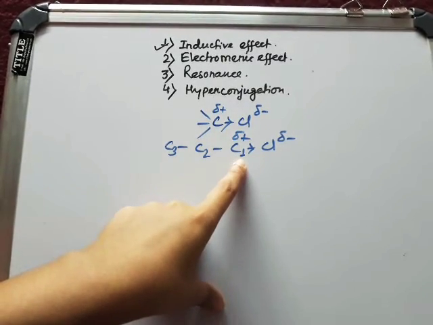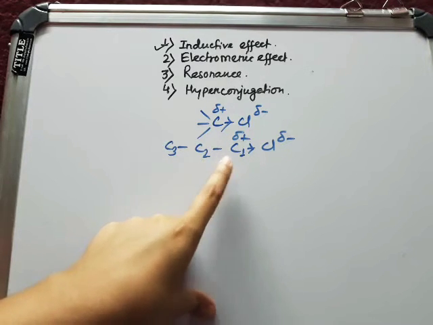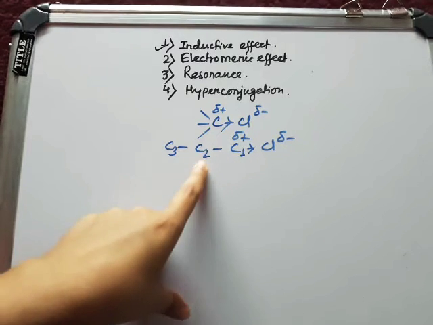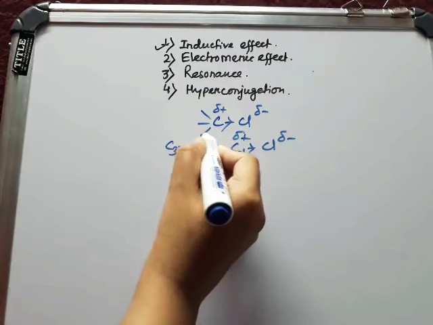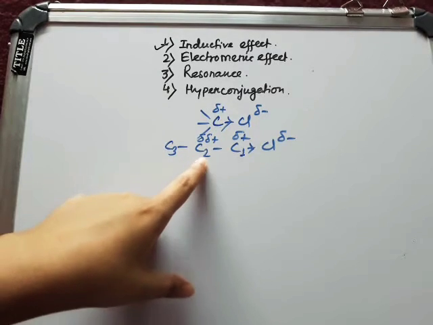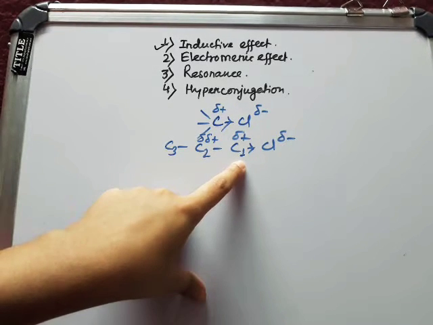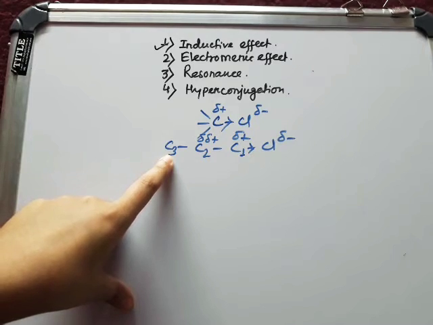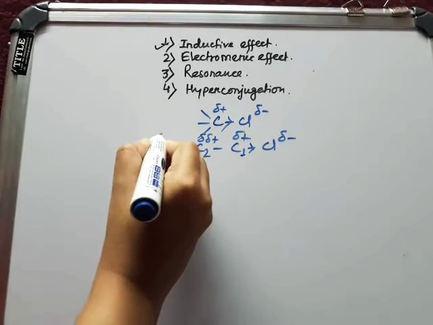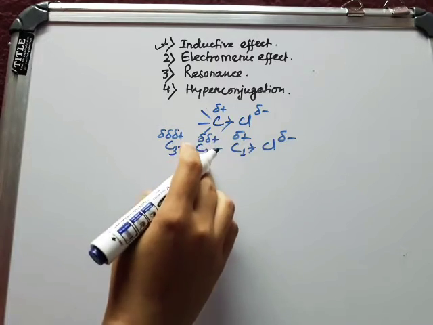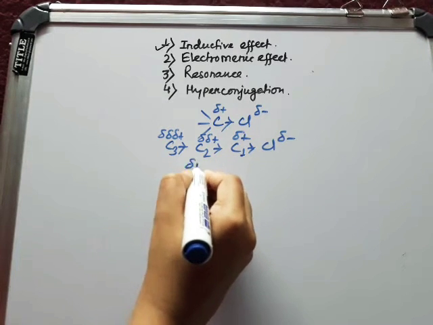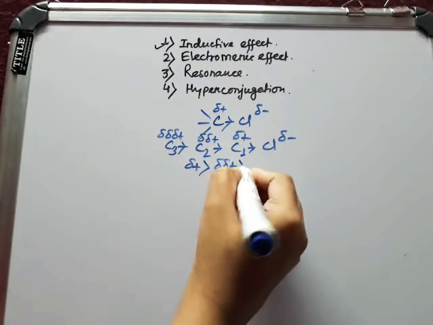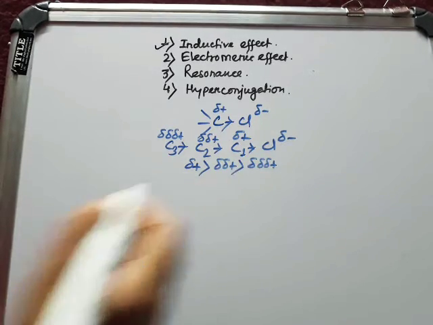So the C1, the positively polarized carbon atom, will attract the electrons of the C1-C2 bond towards itself, and this causes C2 to acquire a small amount of positive charge. So suppose this one is delta delta positive, and the magnitude of this charge is less than that of delta positive. The same thing happens over here also, and this one will get a small amount of positive charge which is lesser than that of C2, and all of this happens due to the presence of the chlorine atom. So delta positive is greater than delta delta positive, which is greater than delta delta delta positive.